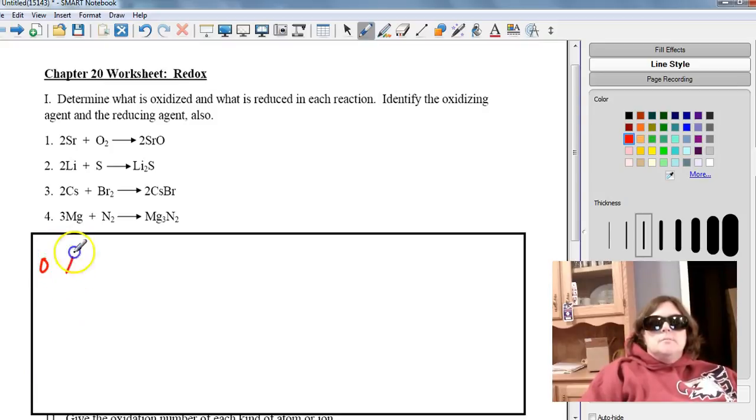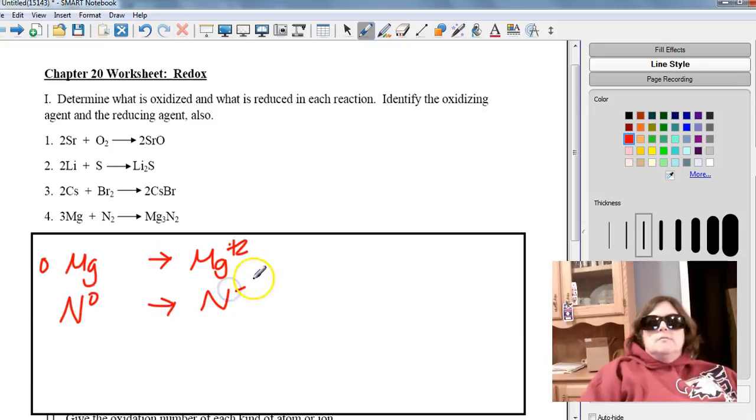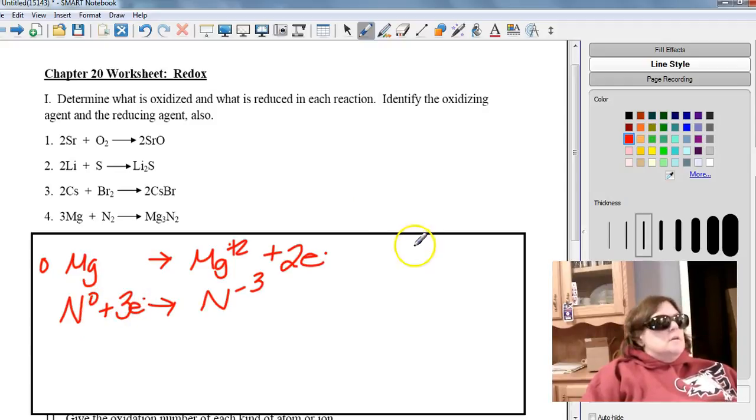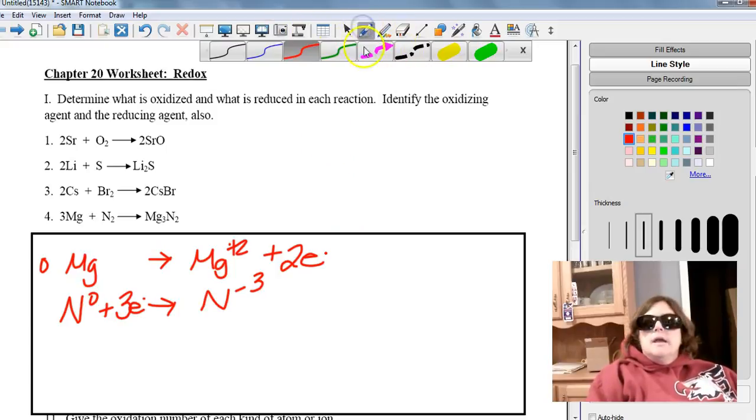Who's being oxidized? Magnesium is going from a 0 charge to a +2. And nitrogen is going from a 0 charge to a -3. So he's being reduced. Magnesium is losing 2 electrons, and nitrogen is gaining 3 electrons. If we want to balance this, we're going to have to put them together. 2 electrons, 3 electrons.